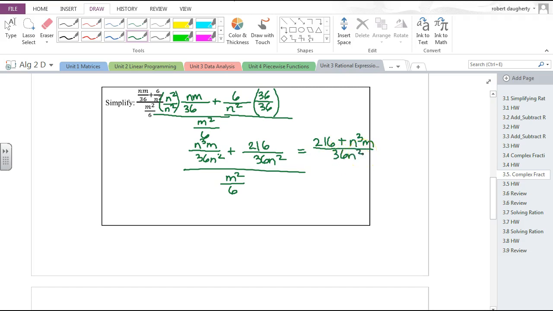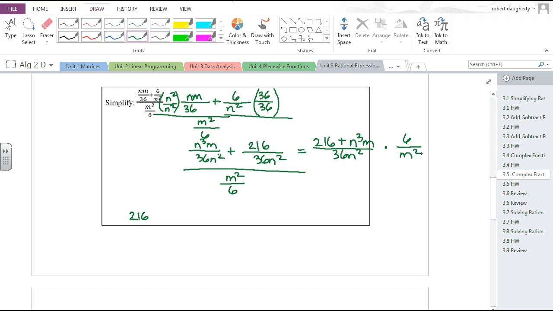And then change this to a multiplication. Multiplied by what? Multiplied by 6 over m squared. Okay, we're good. So now we've got multiplication. We just want to look and see, is there anything that can simplify? What can simplify? Well, the n, okay, I've got n and m on the bottom, so I really can't.